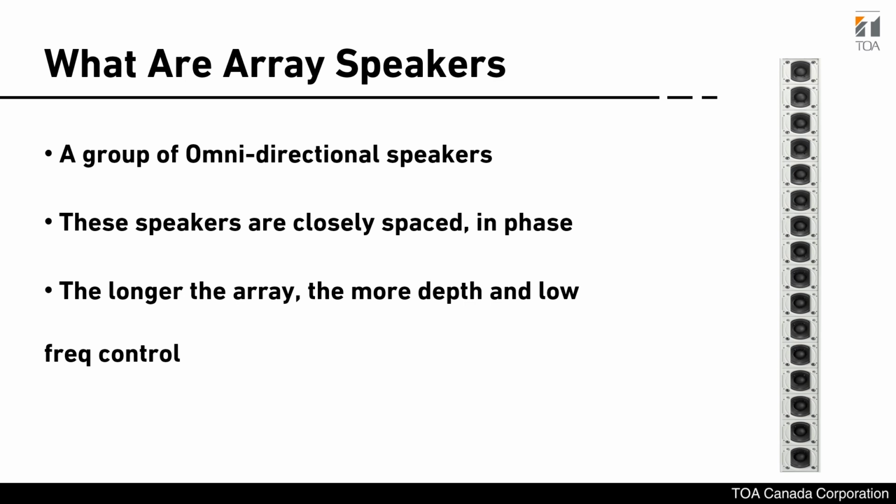The longer the array, the better the sound control, especially for deeper tones, allowing you to direct sound exactly where you need it instead of relying on the building shape. Some line arrays, like our Type C, are modular, meaning they can adjust for both small and large installations. Other types of arrays.